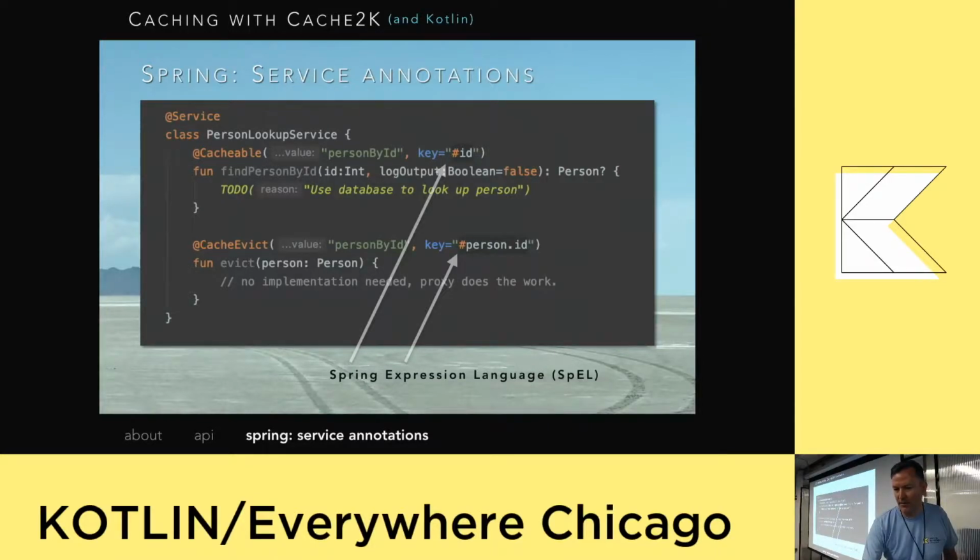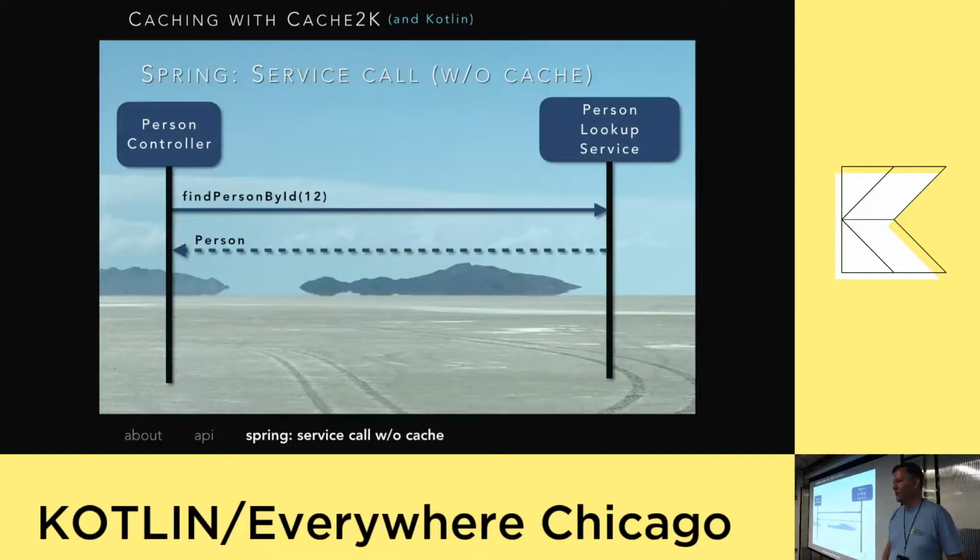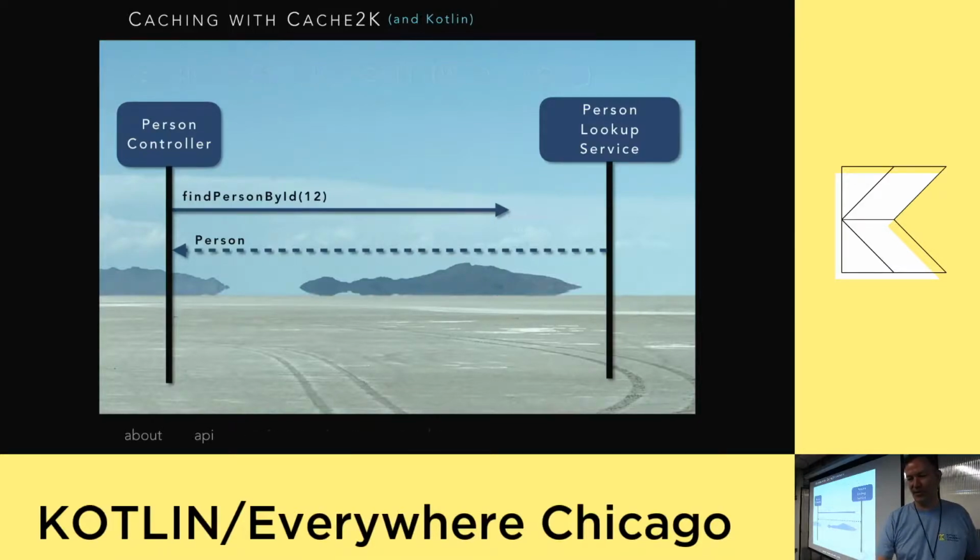So how does this work? We're going to do controller service 101. Controller calls person lookup service and asks for something and it returns a value. Okay. That's how it works without caching. How does it work with caching?